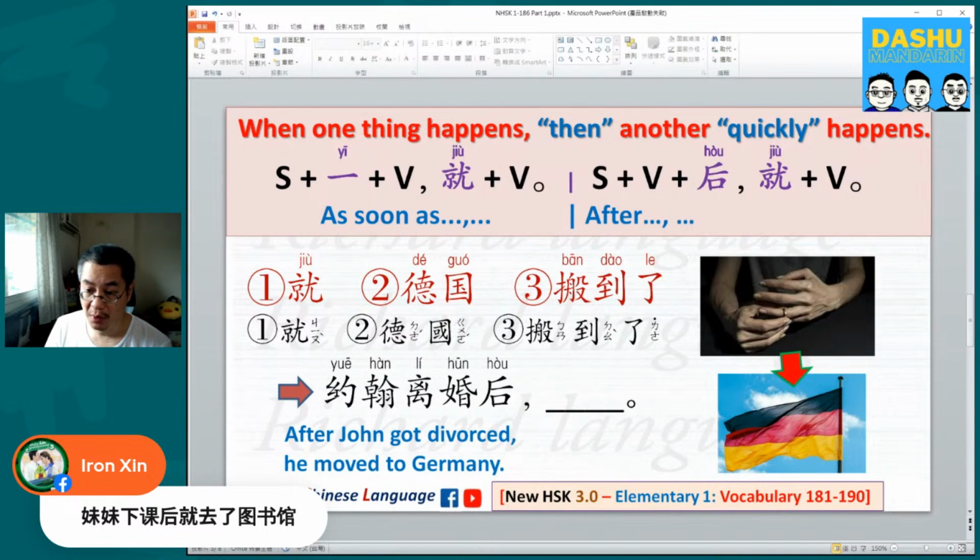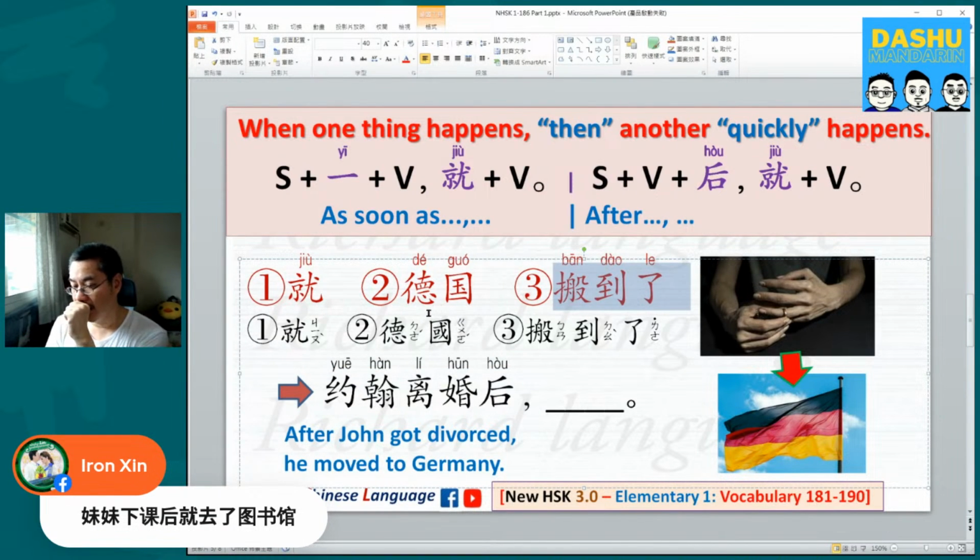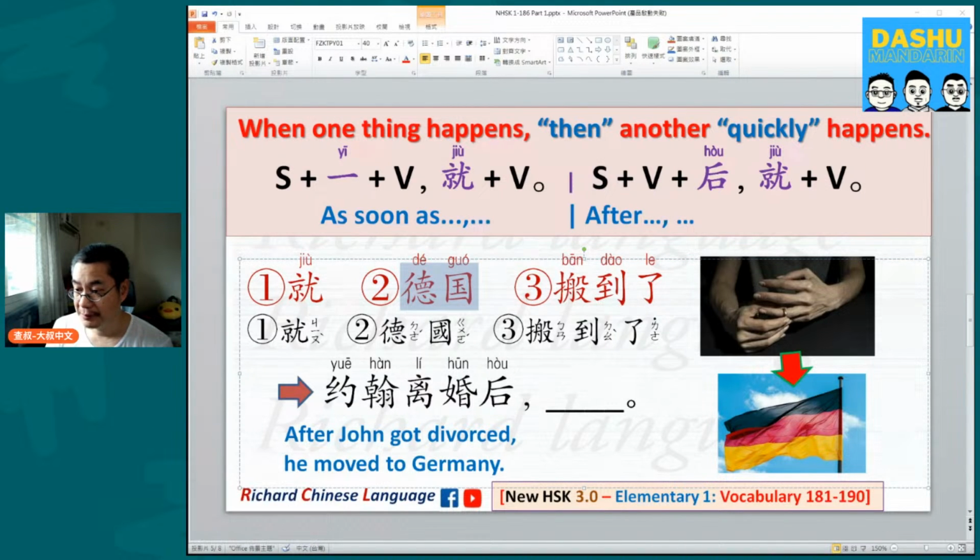Let's practice one more. 约翰离婚后. 离婚 means divorce. 离婚后就德国, Germany, 搬到, 搬 means to move house, move to Germany. Can you tell me the answer? 约翰离婚后就搬到了德国. Can you tell me the answer?